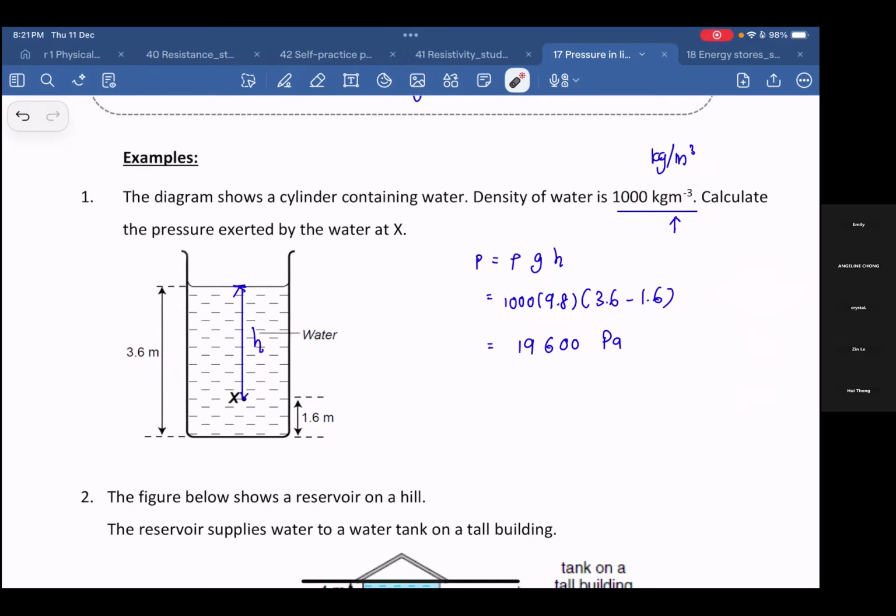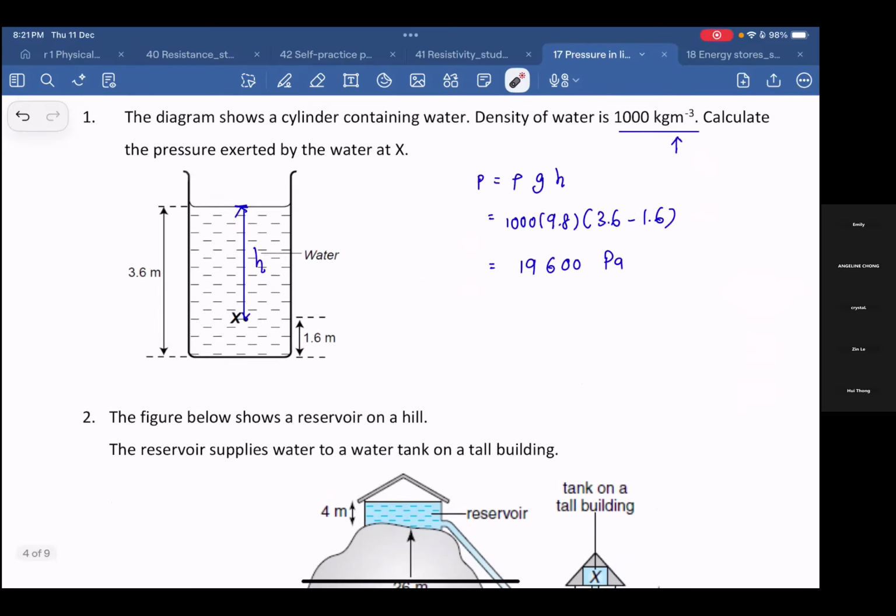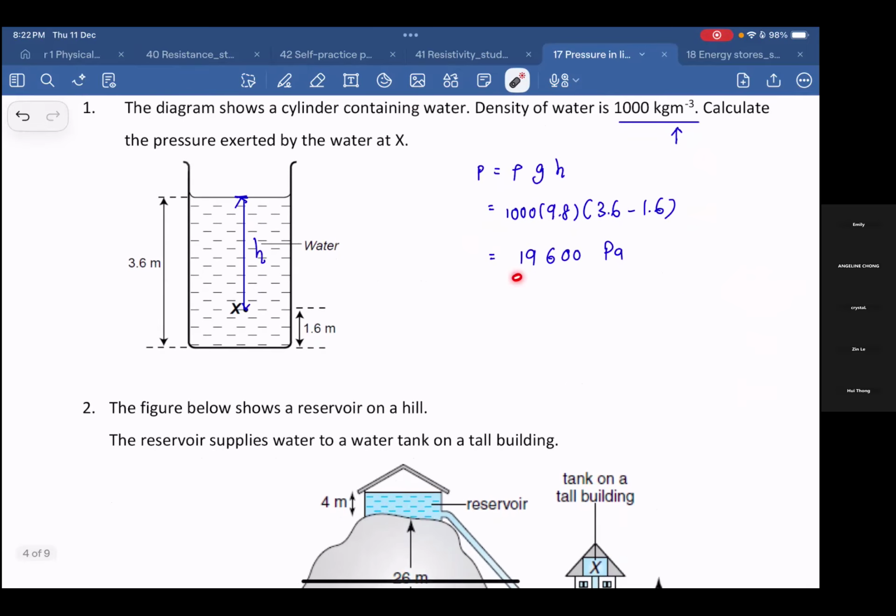Okay, so next. Your answer can be 2 to 3 significant figures. If 2, it will be 20,000 Pascal; if 3, it will be 19,600 Pascal.